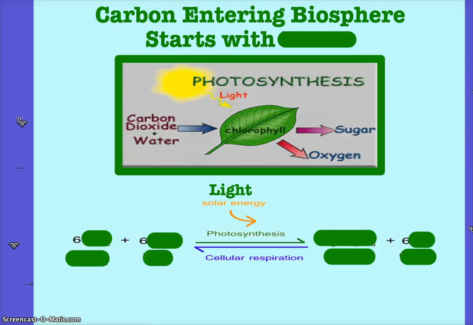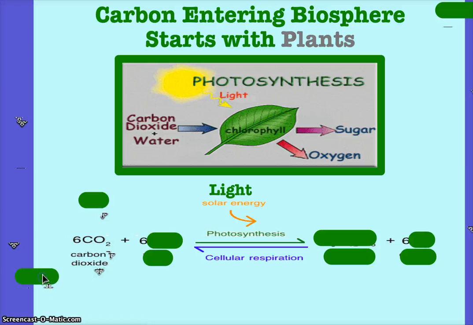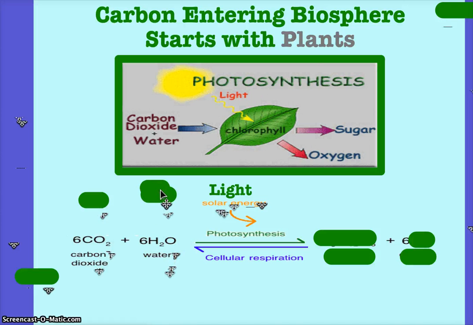So if carbon doesn't enter the ocean, it gets absorbed by plants. Yes? And then what happens? Photosynthesis. What is involved in photosynthesis besides carbon dioxide? The sun or light. You see it. What else? What else do plants take in? Water. And what do they make? They make oxygen and what else? Sugar. What kind of sugar?